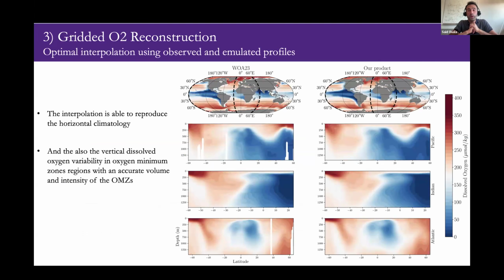Once we did the optimal interpolation, the first evaluation was to compare the climatology of our product to the World Ocean Atlas, for example. This is what we are showing here. We were able to reconstruct quite well both the horizontal climatology and the vertical distribution of the ocean dissolved oxygen in regions that include oxygen minimum zones. For instance, we were able to reproduce quite well both the intensity and the volume of the oxygen minimum zones in the Indian, Pacific, and Atlantic Oceans.